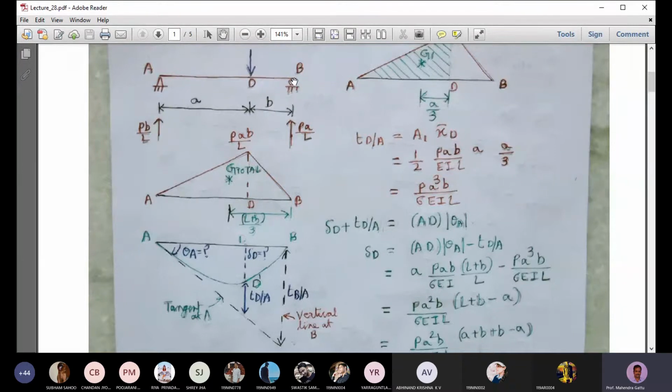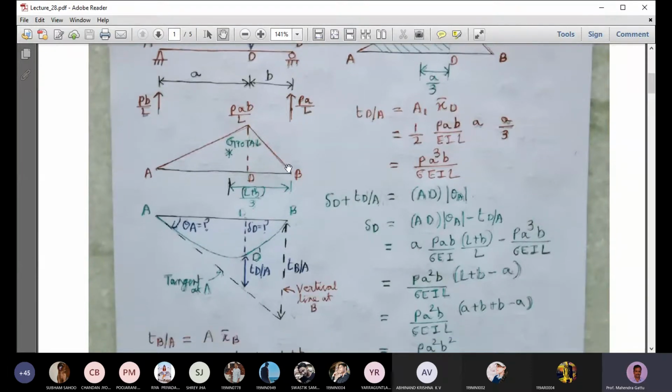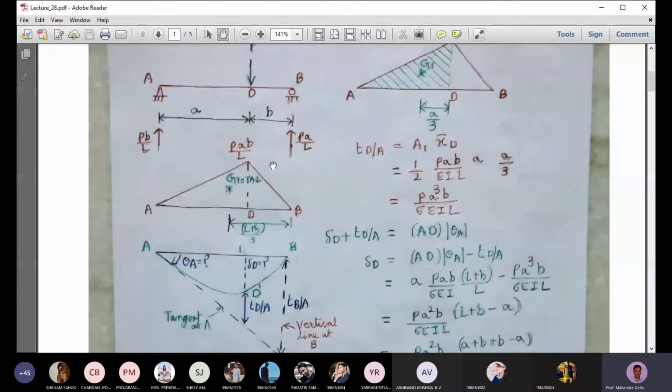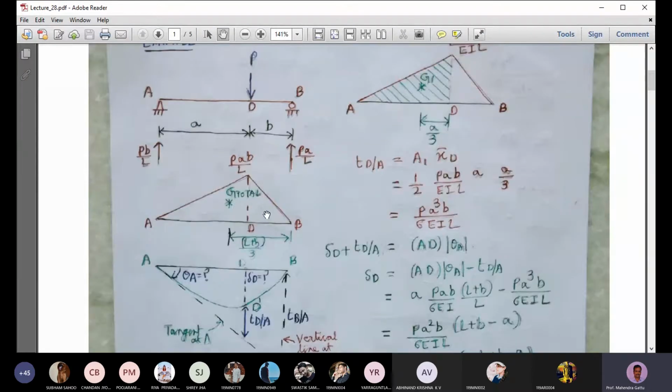Or you can take the segment BD and cut a section in between this BD segment. You can draw the free body diagram and find the bending moment. That will be Pa by L into x if you take this distance as x. Same thing, you'll get a linear variation. So we have now drawn the bending moment diagram for this system. What we are interested in finding is the deflection.